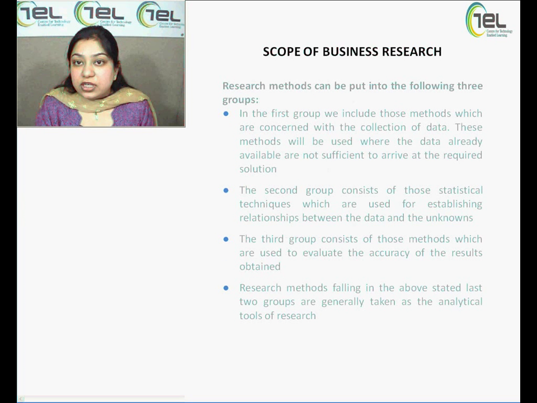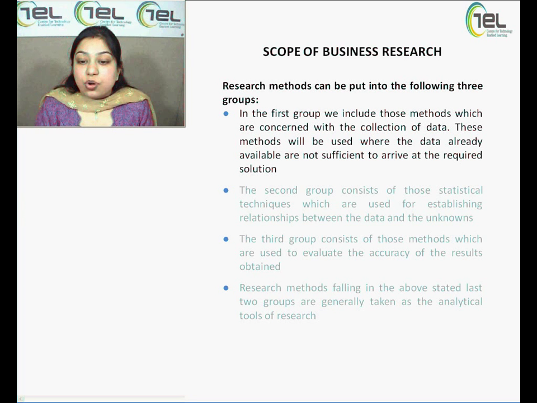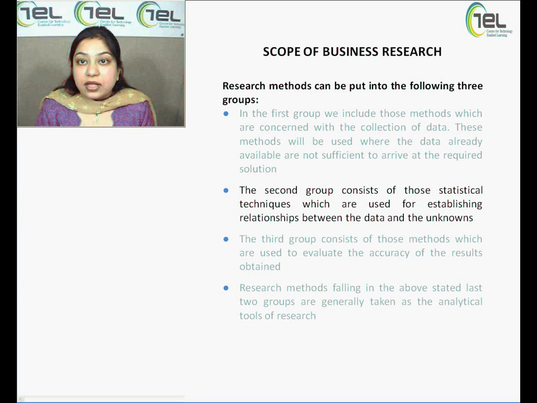Now, the whole scope of business research can be categorized into three groups mainly. The first group is concerned with the collection of data, and these methods are used where the data already available is not sufficient to arrive at a particular situation. There you apply business research. The second group consists of statistical techniques. You can establish a relationship between the data and the unknown factors, or when you want to study a cause and effect relationship, you apply business research.